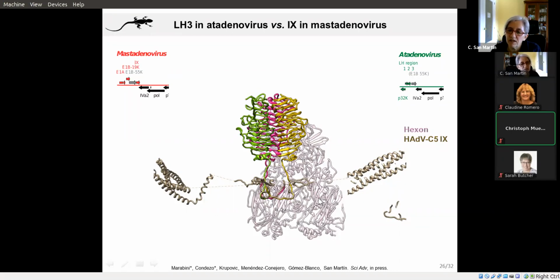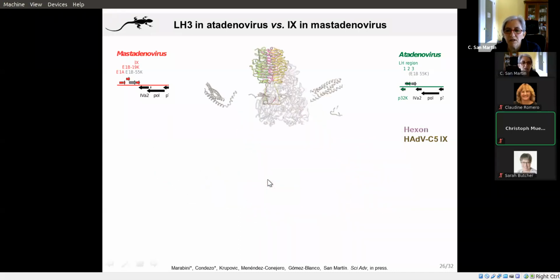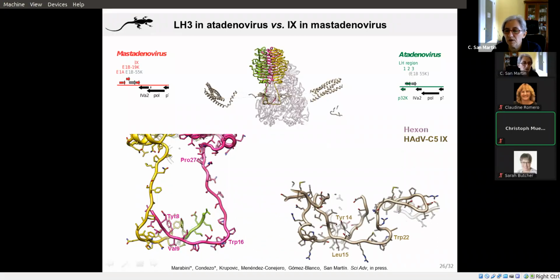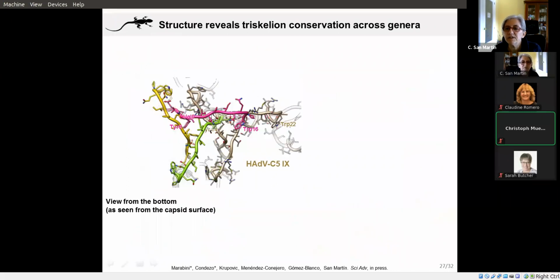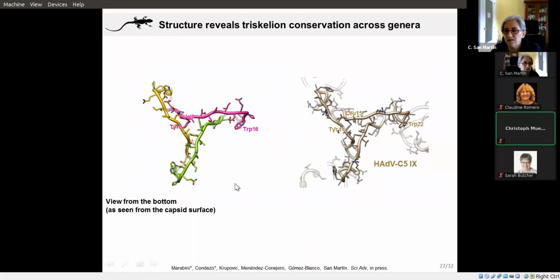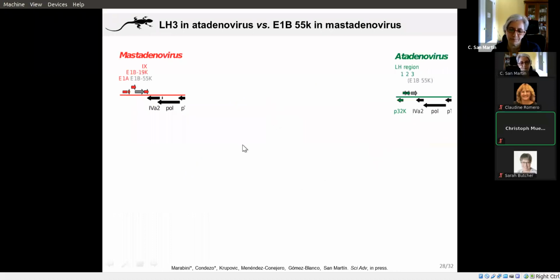But the part of the proteins that connect with the capsid surface is exactly the same, as you can see here. If we compare LH3 with protein 9, we have the triskelion shape here with this hydrophobic core. And if we look at it from the capsid surface, this similarity is seen much better here. So this similarity had not previously been found just by looking at the sequences, and it has now been revealed by the structural studies. And this means that this triskelion motif is conserved across genera and is important to bind the decorating proteins to the adenovirus capsid.